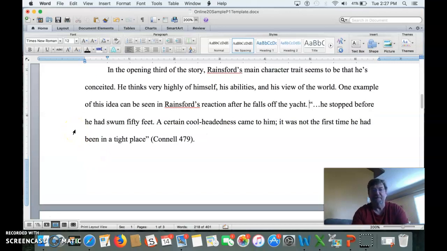Now, here we go. Take a look at my paragraph now. In the opening third of the story, Rainsford's main character trait seems to be that he's conceited. He thinks very highly of himself, his abilities, and his view of the world. One example of this idea can be seen in Rainsford's reaction after he falls off the yacht. Quote, he stopped before he had swum 50 feet. A certain cool-headedness came to him. It was not the first time he had been in a tight place.